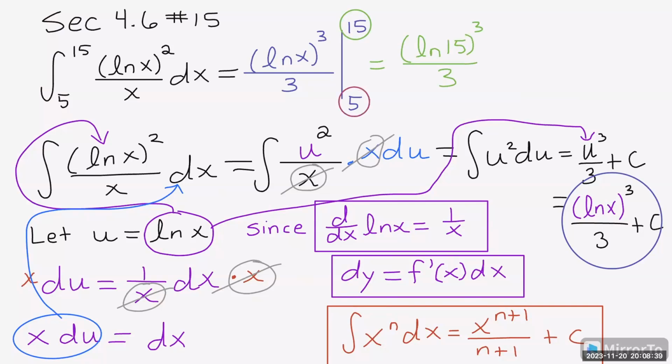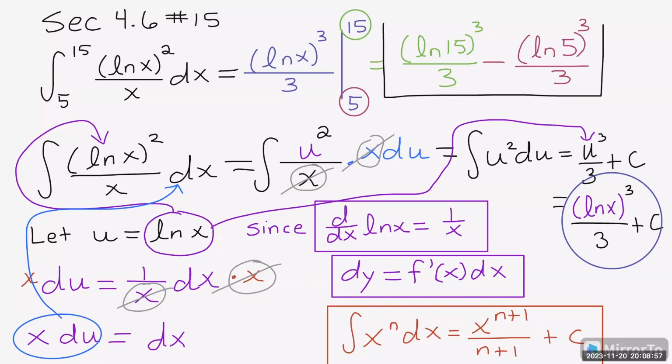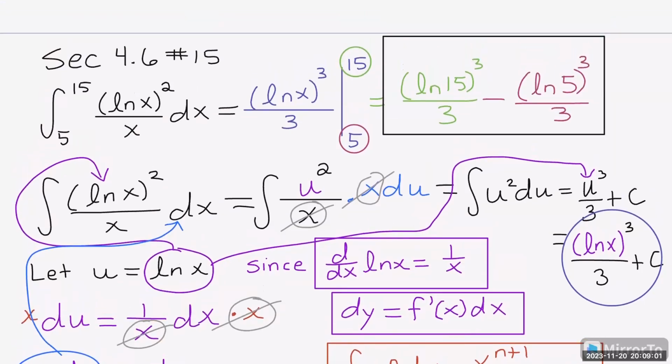So I'll plug in the bottom number for x. So I have minus natural log of 5 cubed over 3, and I'm done. This should be my answer. Let's check it.